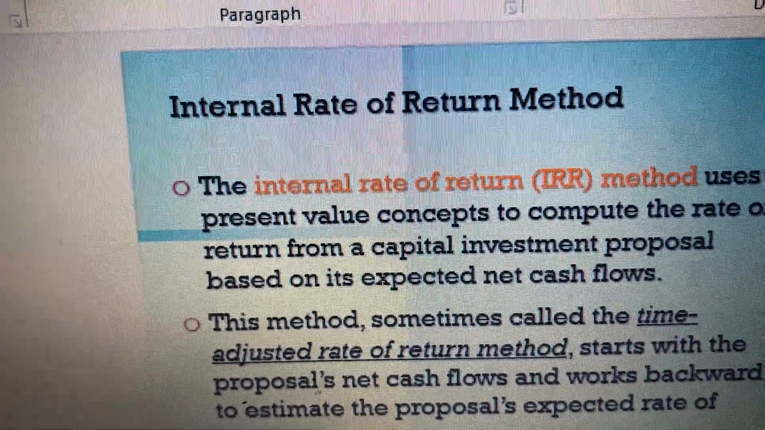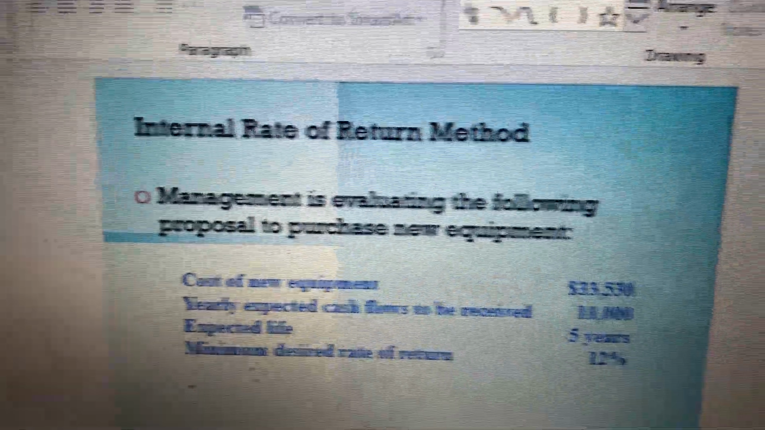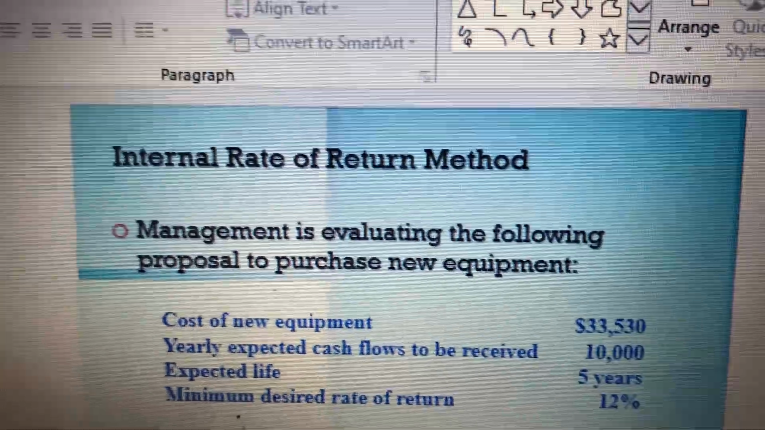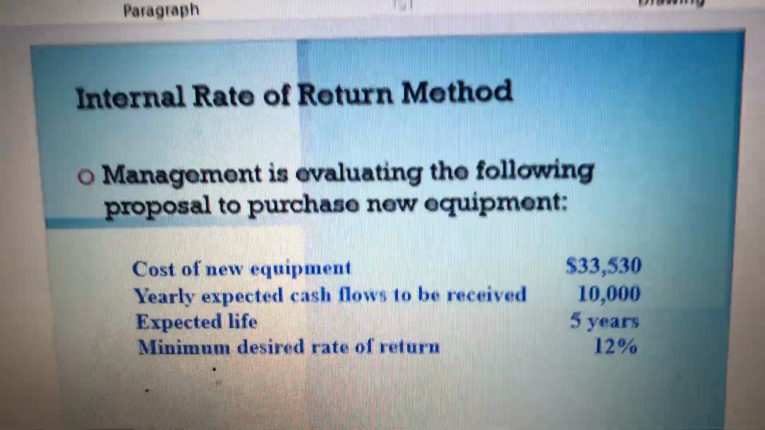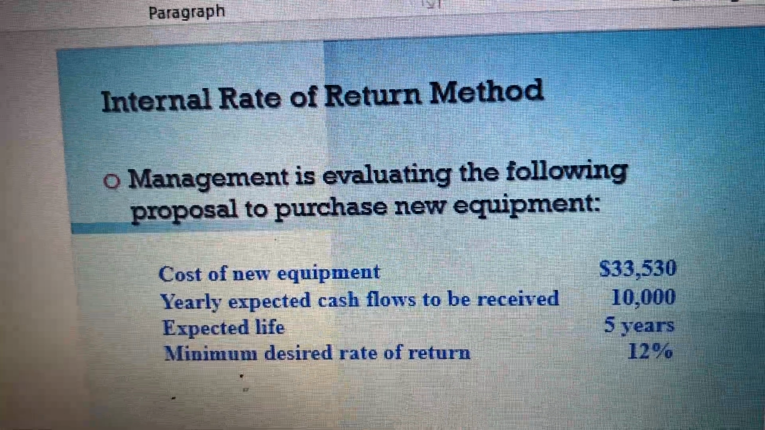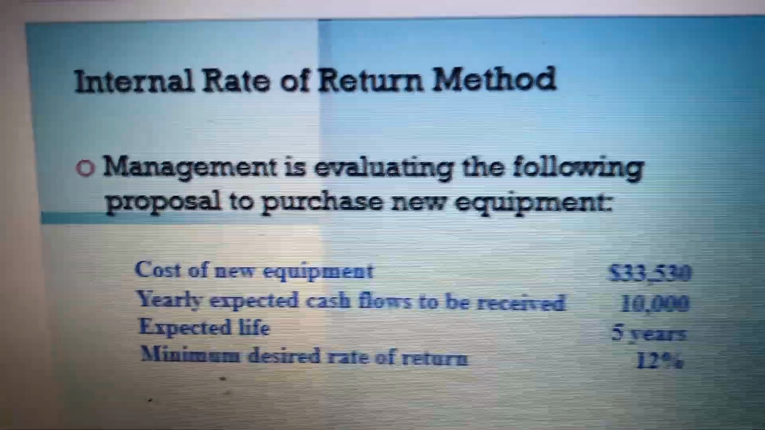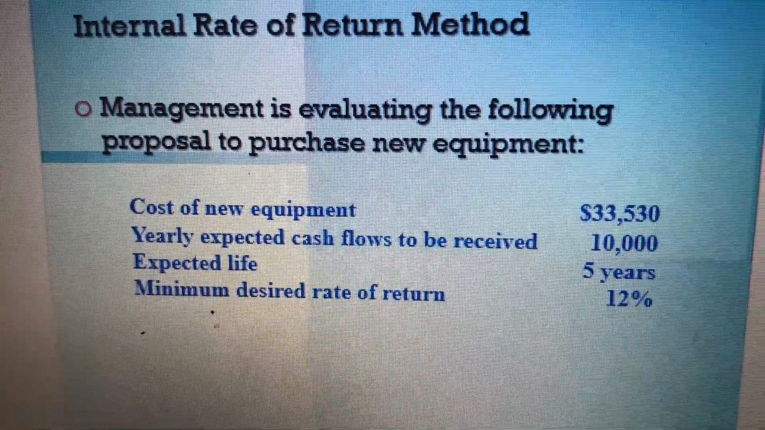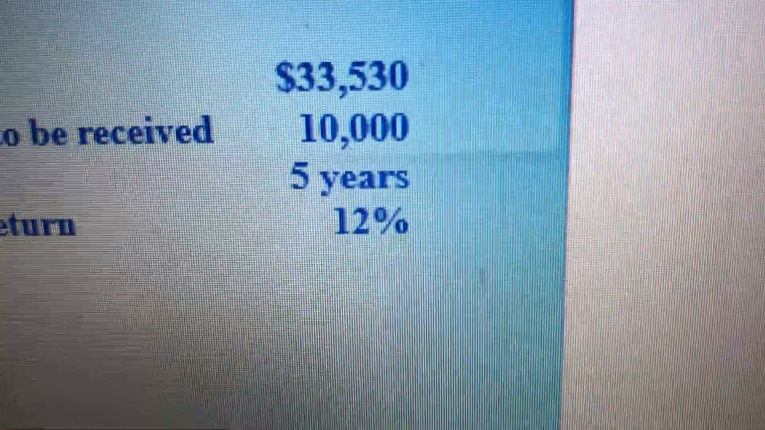So going to your problem, this is the problem that's on your handout. We're going to get $10,000, or we expect to, a year. That's an annuity for 5 years. We desire a return or a percentage of 12%. We're paying $33,530 for the equipment. So is this a good investment, and what is the lowest return we would want to get?